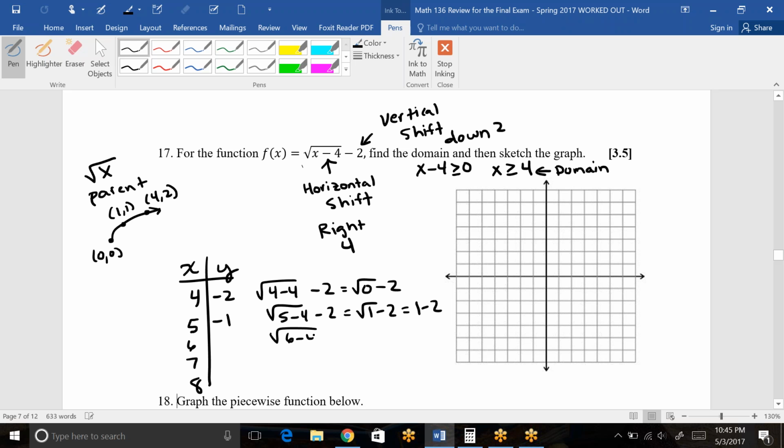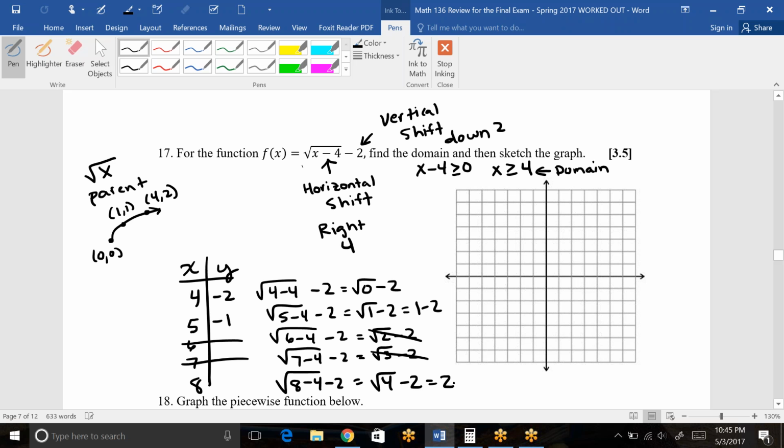Square root of 6 minus 4 is not going to give me a nice answer. That's going to give me some decimals, so I'm just going to skip it. Same thing for 7. If I don't like the radical, if it's not a perfect square, I can just skip it. So let's try 8. 8 minus 4 would be square root of 4, which is a perfect square. That would be 2 minus 2, which is 0. So now I have 3 points.